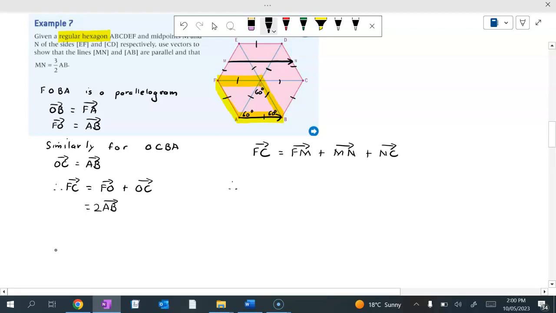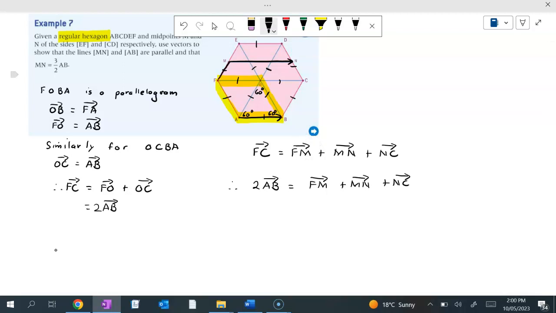And so therefore I can say that 2 lots of AB is equal to FM plus MN plus NC. Now, FM and NC are a bit of a problem because we don't want them. We want just an equation involving AB and MN. But if I look at FM, that's my vector here, well, it's half the length of OA. And they're also in the same direction.